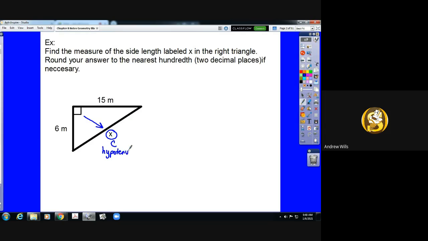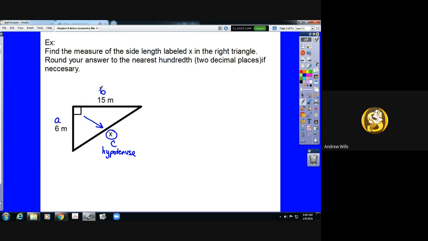Okay? We've got to be able to do that flawlessly, not just for this, but for the rest of the chapter as well. You've got to be able to identify the hypotenuse every single time. Now, the other two numbers, 6 and 15, those are the legs. It does not matter which one you call A and which one you call B.